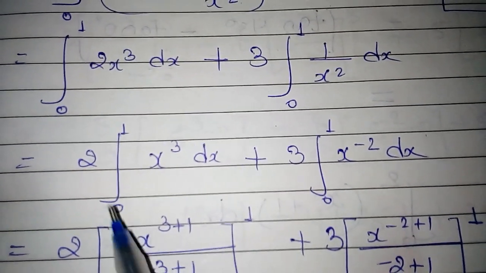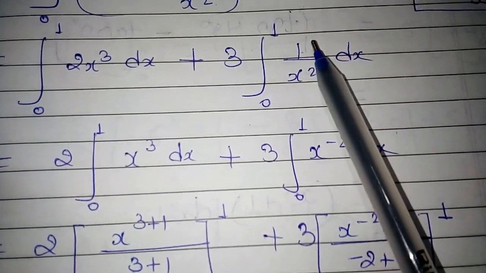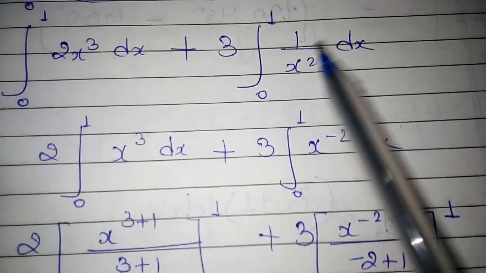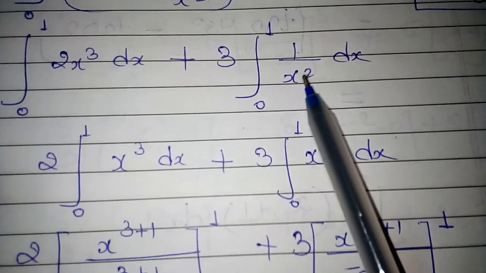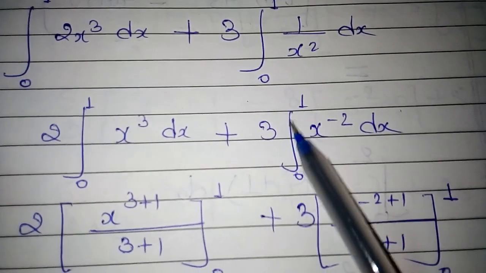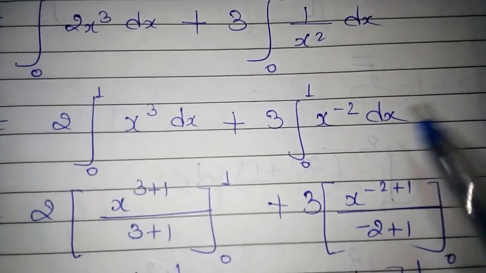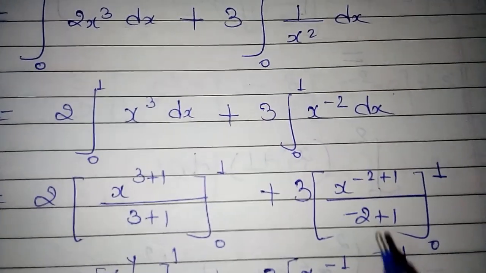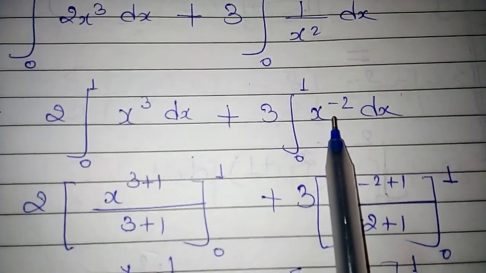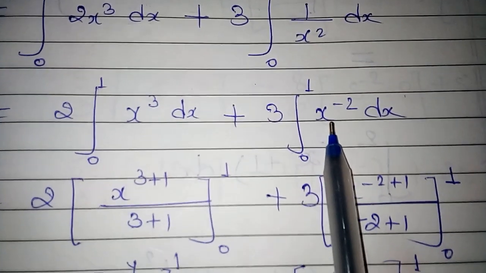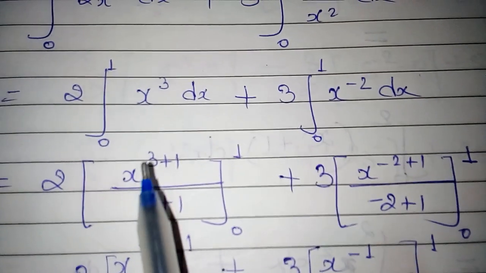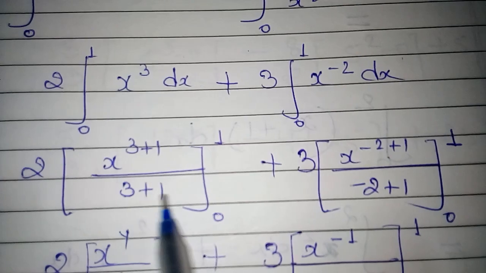Now 2 times the integration from 0 to 1 of x cube dx plus 3 times, and this 1 upon x square is equal to x raised to power minus 2. You will take the inverse of x raised to power 2. So this is equal to the integration from 0 to 1 of x raised to power minus 2 dx. Now these equations look like x raised to power n, and what is the integration of x raised to power n? The integration of x raised to power n is x raised to power n plus 1 upon n plus 1. So in the next line, x raised to power 3 plus 1 by 3 plus 1.